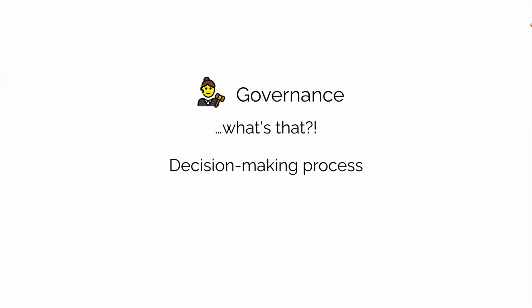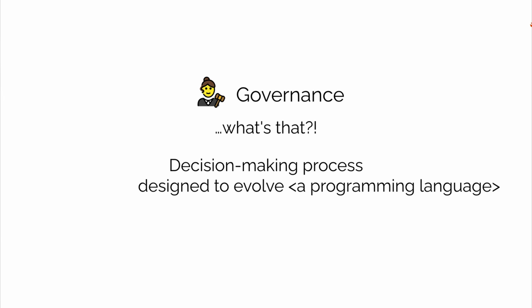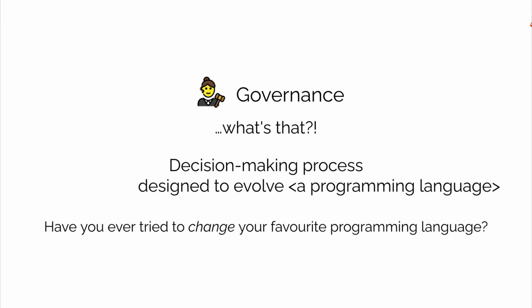That's such a weird word to say at an IT conference, right? Like, what is that? Governance is a decision-making process designed to evolve something, like a country or a company. But today, I'll be talking about evolving programming languages. I assume that a lot of you are programmers and you have some favorite programming language. Have you ever thought about what it would take to change that programming language? It depends a lot on what is the governance model used.